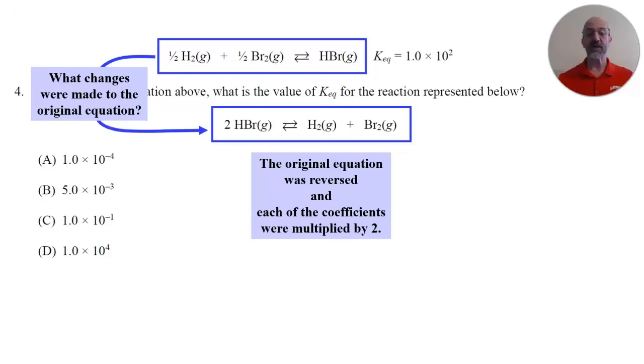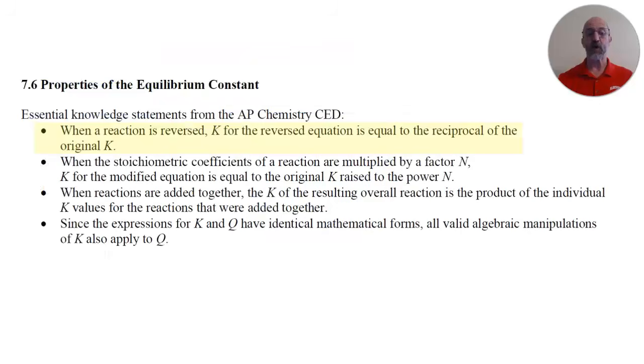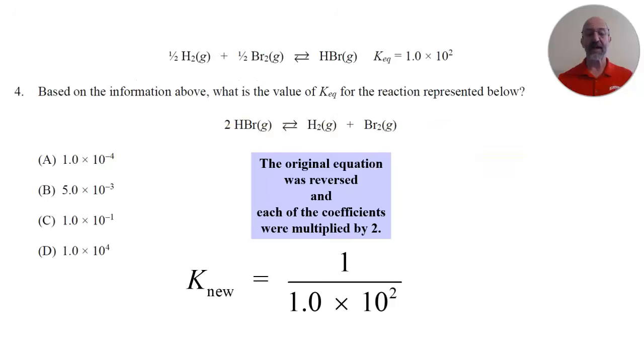The original equation was reversed and each of the coefficients was multiplied by 2. So going back to the essential knowledge statements for topic 7.6, when a reaction is reversed, the K for the reversed equation is equal to the reciprocal of the original K. So that would mean that if I just reversed the equation, then I would write 1 divided by 1 times 10 to the 2, the original value of K.